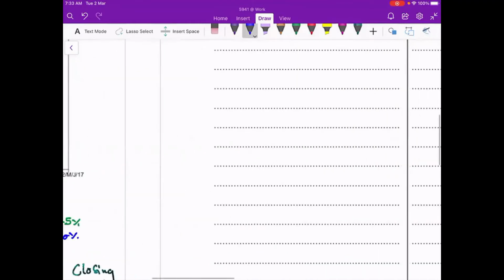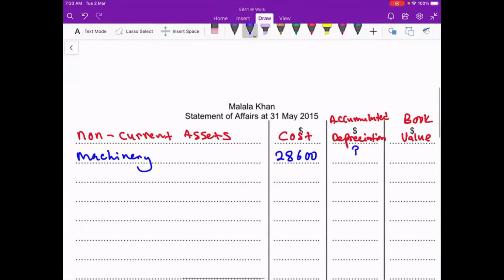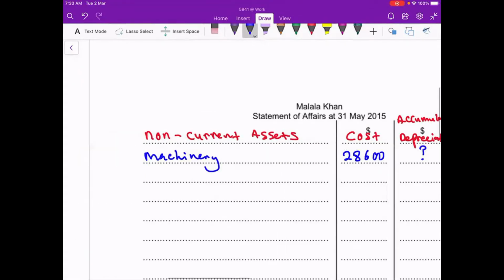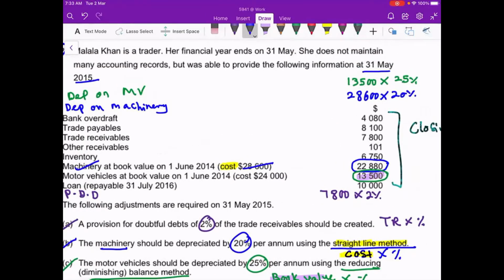So I write here machinery 28,600. Okay. How much is the accumulated depreciation? We need to calculate it. So I go to the question. First, I want to calculate last year's depreciation, because on the 1st June, 28,600 is the cost, and the book value here is 22,880. If your cost and book value are different, the difference is the depreciation.